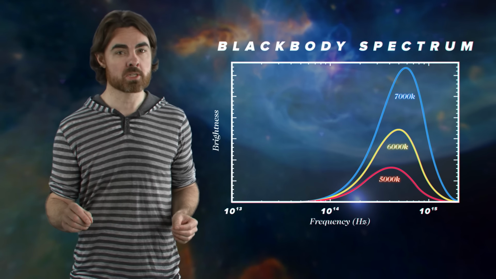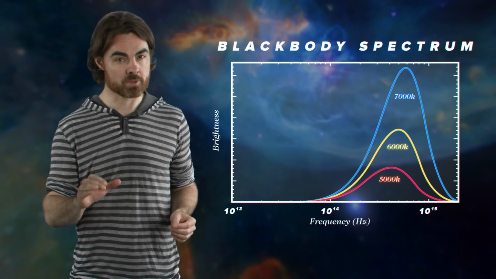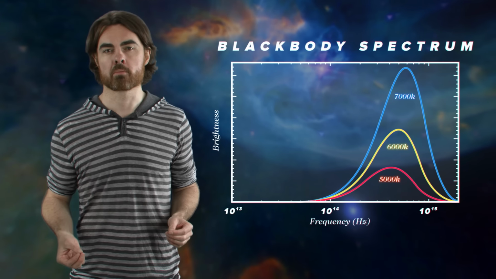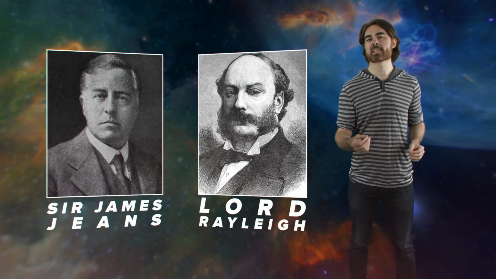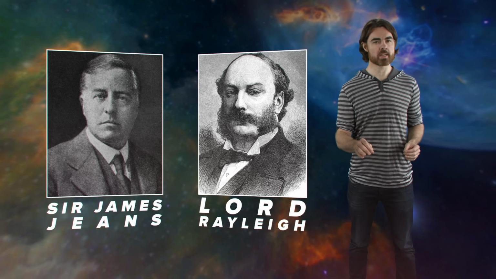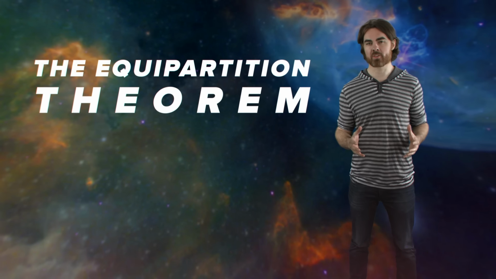The key to unlocking the mystery lay in finding a mathematical description for the blackbody spectrum. At the beginning of the 20th century, a couple more Brits, Lord Rayleigh and Sir James Jeans, attacked the problem with a relatively new idea called the Equipartition Theorem.